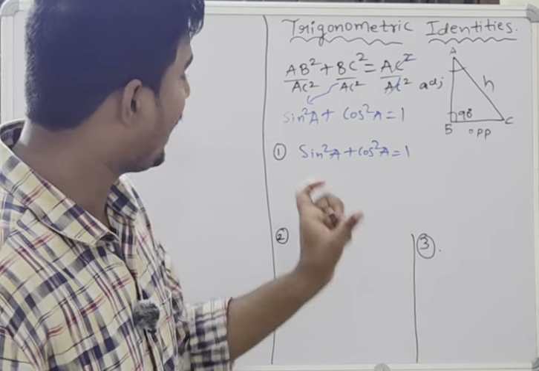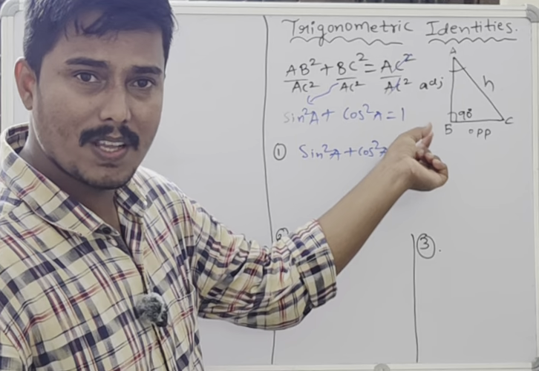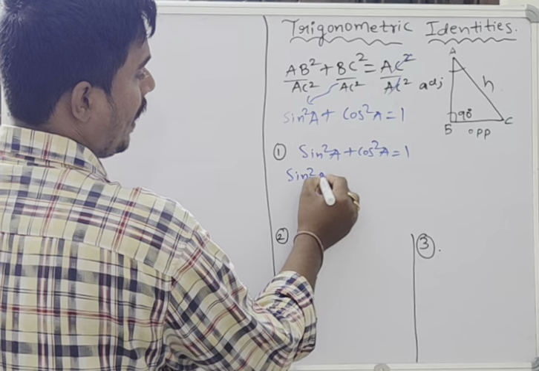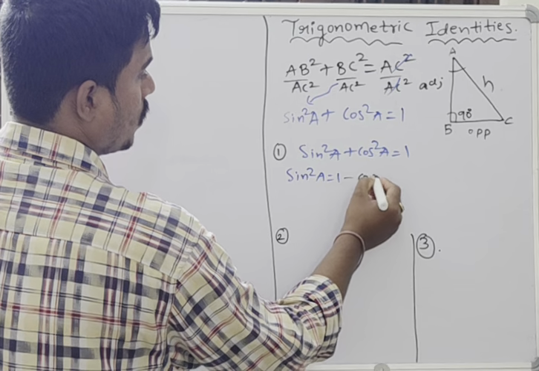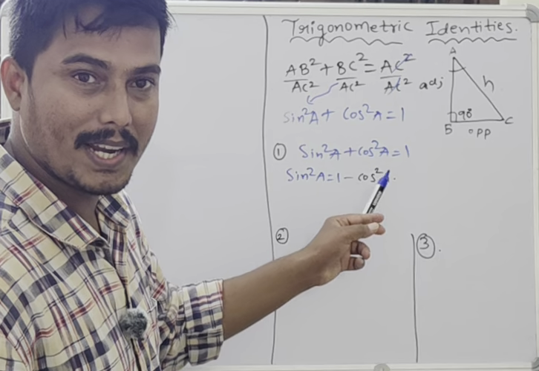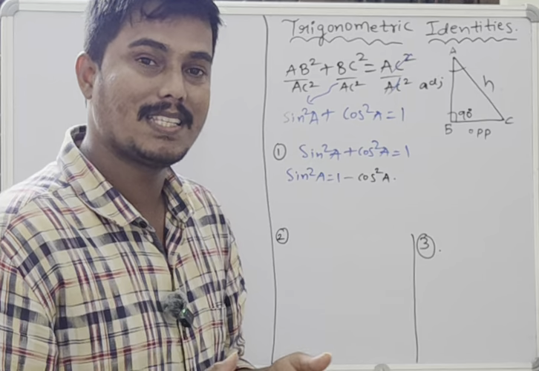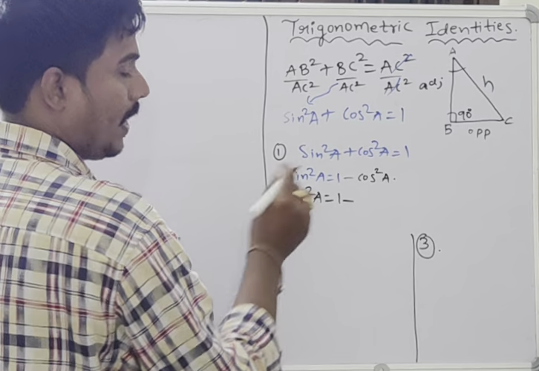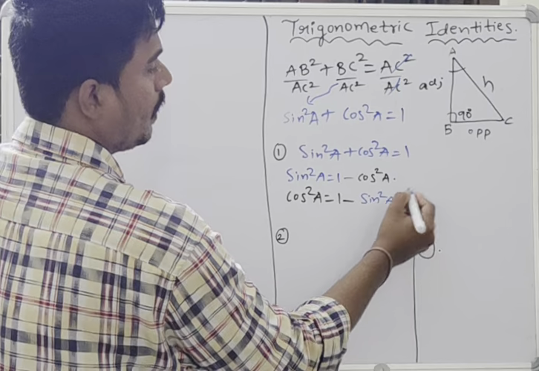From here we can write individually for sine square A and cos square A. How? Sending cos square A to the other side becomes 1 minus cos square A. Let us check it out. Sine square A is equal to, already 1 is there, we sent cos square A, is going to become minus cos square A. The same way, if you do for cos square A, keeping it here, sending it to the other end, by transposing or by the balancing method, what are we going to get? Cos square A is equal to 1 minus sine square A, going to the other side as minus sine square A.